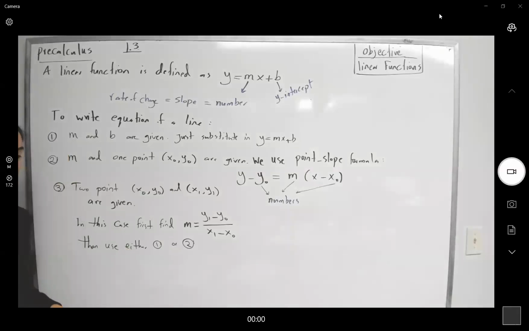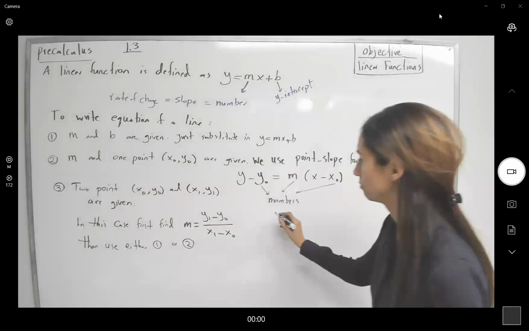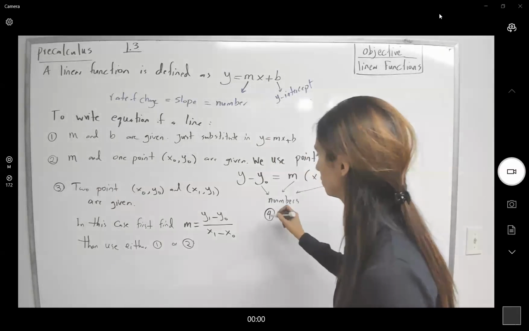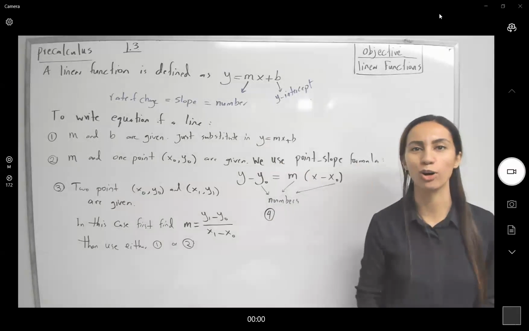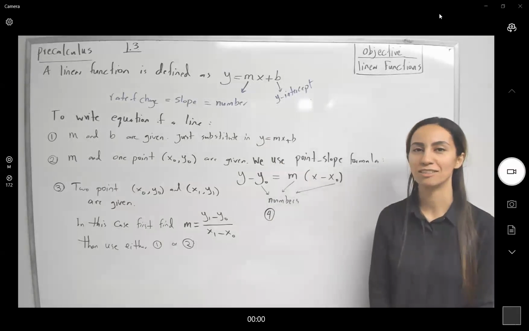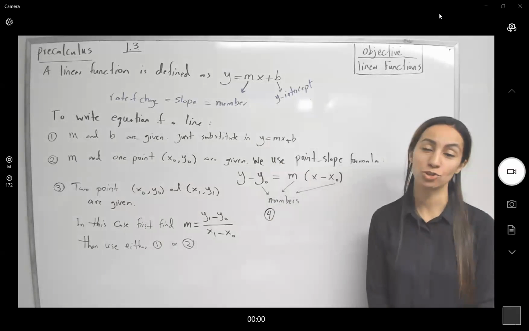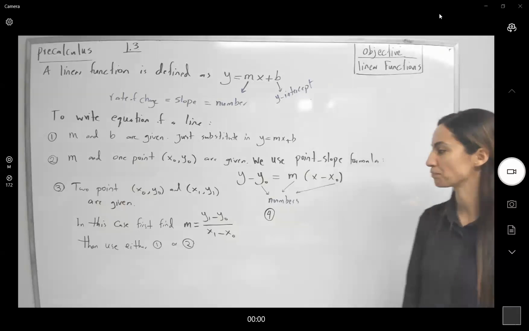Then you're done. You have the equation of your line. What's the fourth scenario? The fourth scenario is, well, you usually have 1 point on the line, and the line is either parallel or perpendicular to another line.